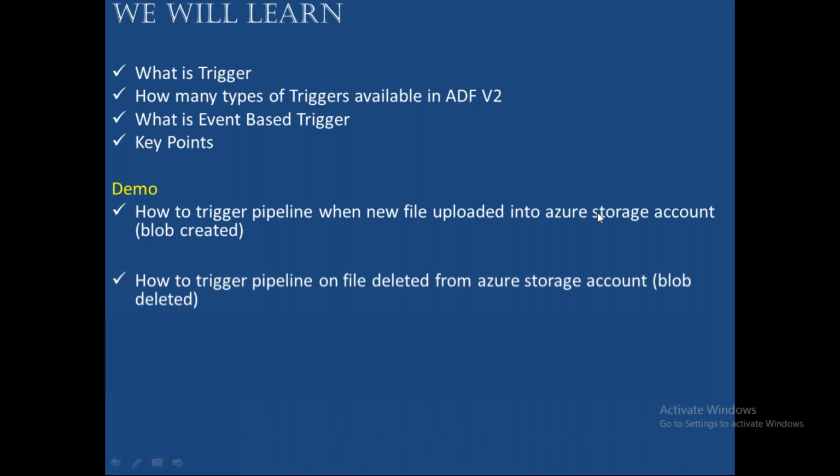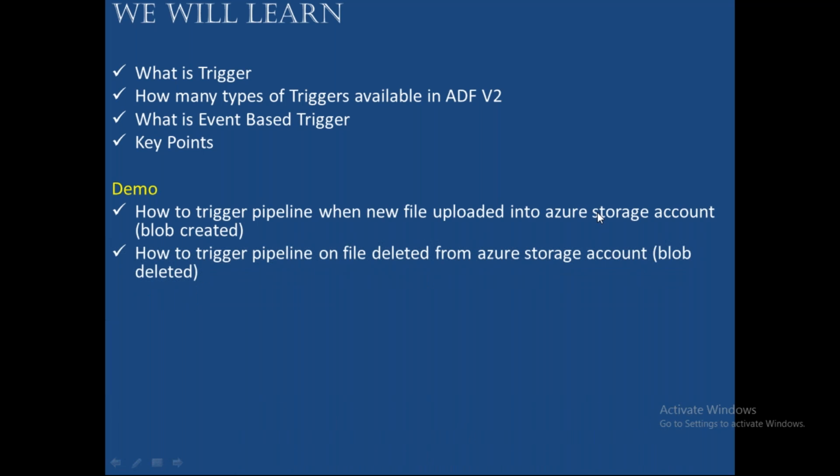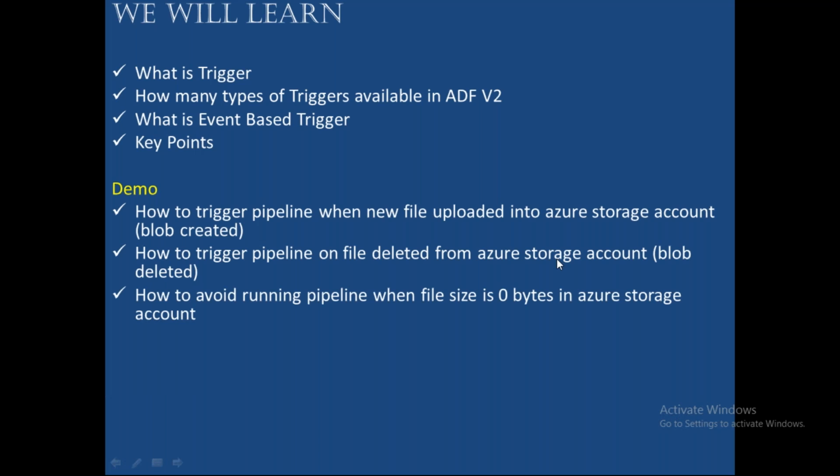Next, how to trigger a pipeline on a file deleted from an Azure storage account. This storage account is also version 2. Whenever a new file is uploaded into Azure storage account V2, and whenever a file is deleted from Azure storage account V2, you are going to run a pipeline. So these two scenarios we are going to see as a demo.